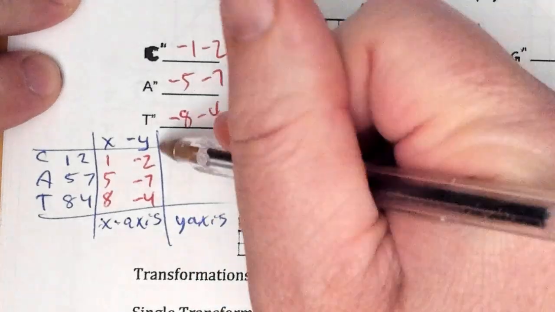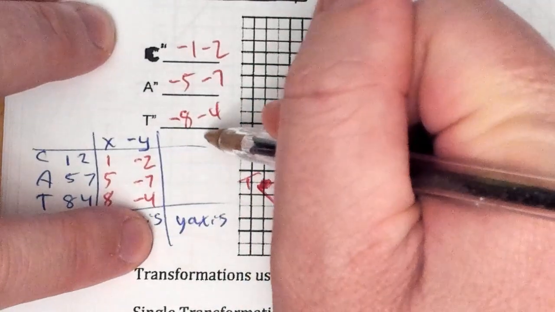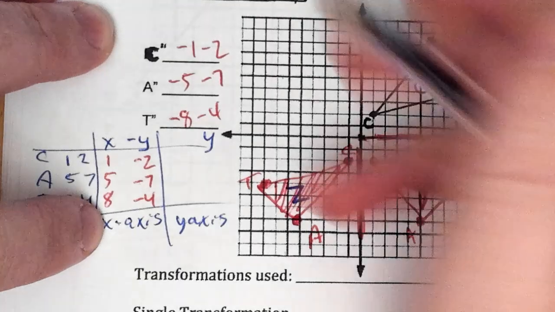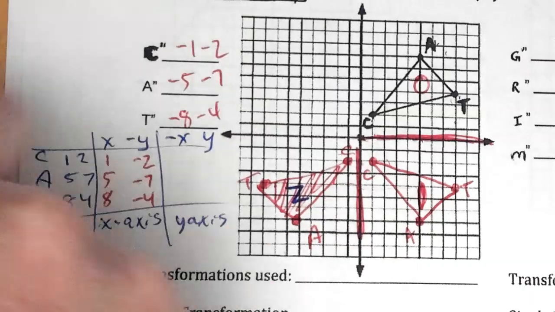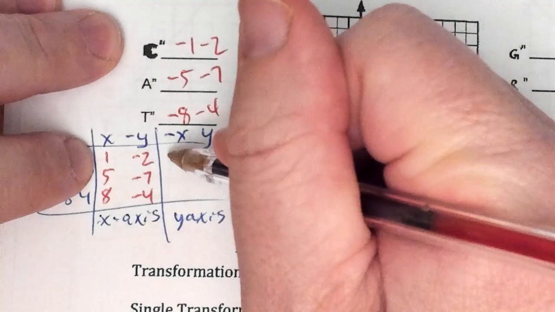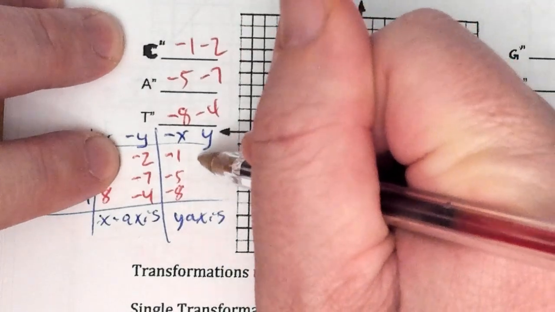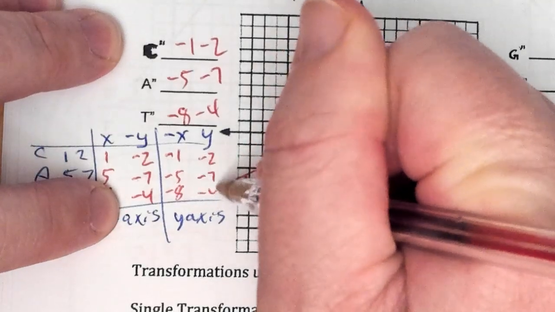So when we do that, your y's all stay the same. Your x's are the ones that changed because you went from left to right. So that would be -x. So -x, y. So your x's all change the sign. So -1, -5, -8. And your y's are still -2, -7, and -4.